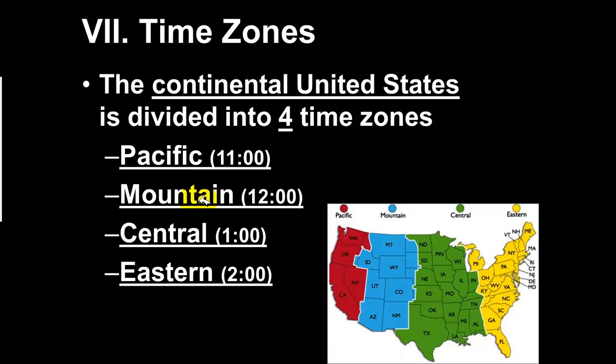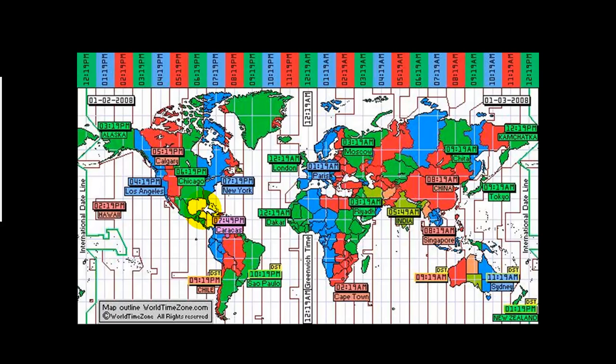Taking a look at the entire earth can be a little bit disconcerting. It could be a tad bit overwhelming. So let's concentrate on time zones here in the United States and try to figure out how time zones apply to us. Okay, in the United States, we have 4 time zones. We have the Pacific time zone, the Mountain time zone, the Central time zone, and the Eastern time zone.